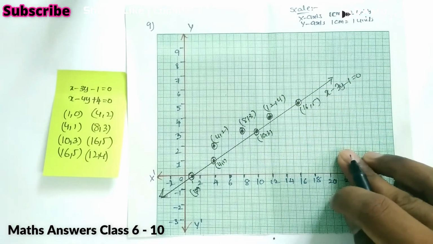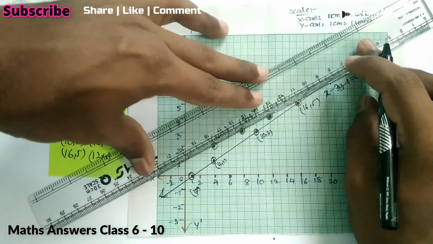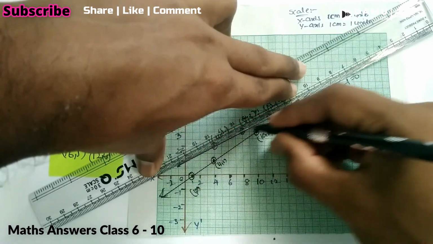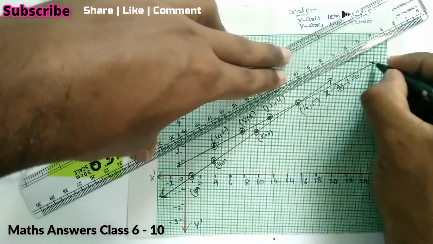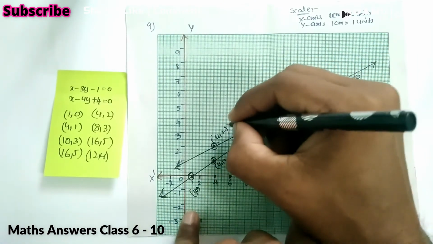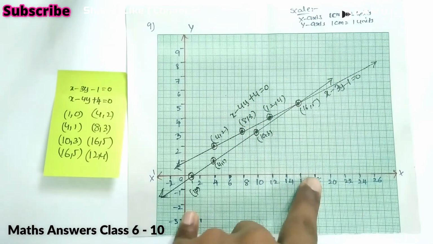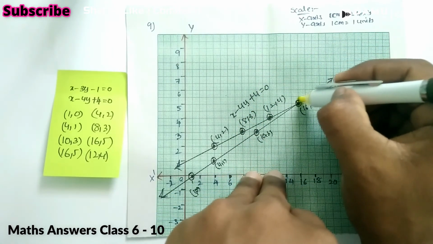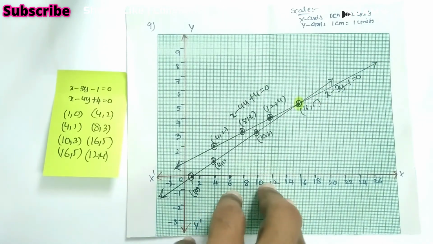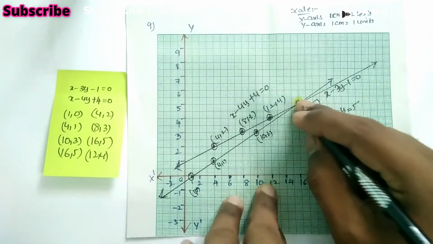Let's join all these points. We will get another line equation. So like this we have to join. So what is this line equation? This line is x minus 4y plus 4 equal to 0. Where they meet is the intersection point, which is 16 comma 5. So x is equal to 16 and y is equal to 5.